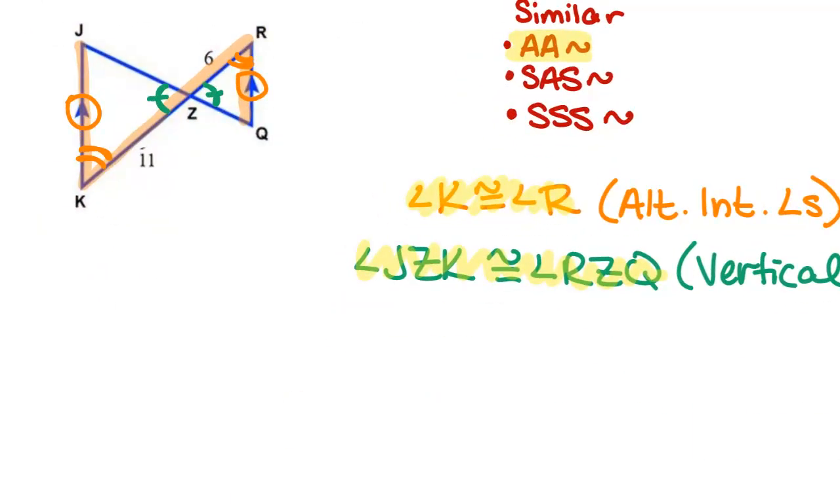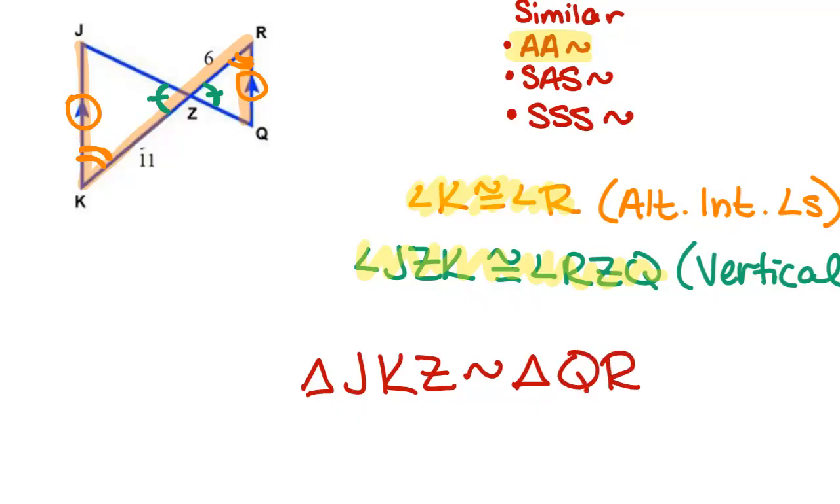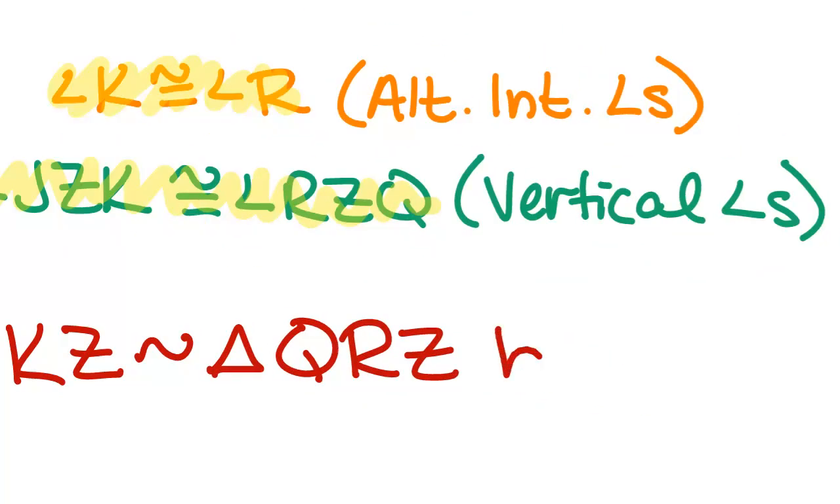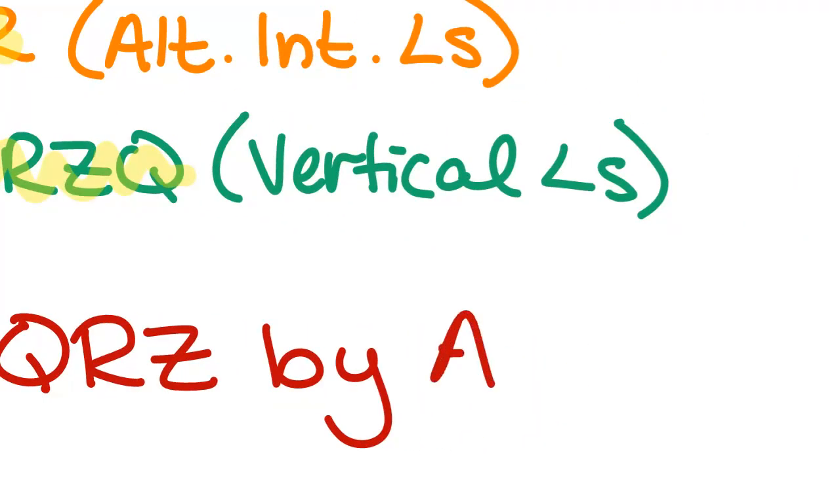So my final answer here would be that triangle JKZ is similar to triangle QRZ by angle-angle similarity.